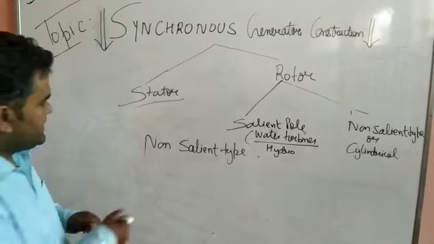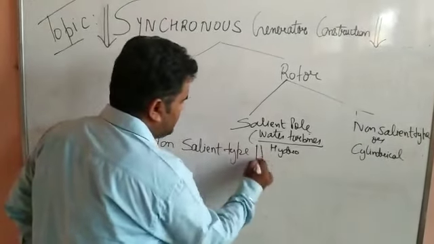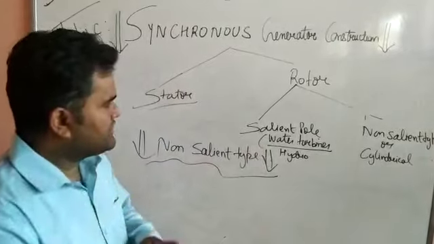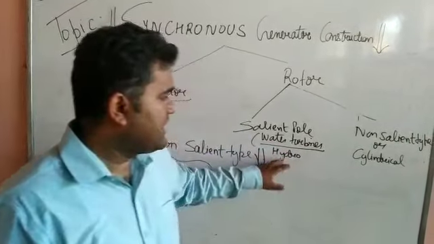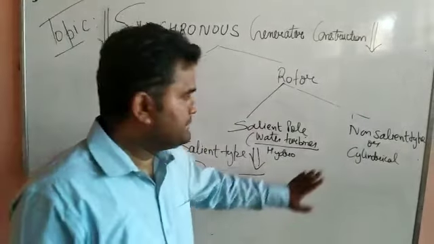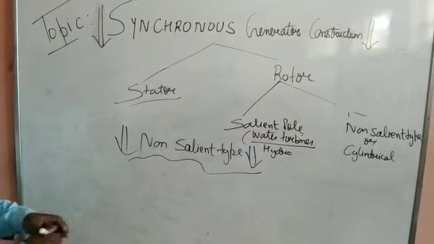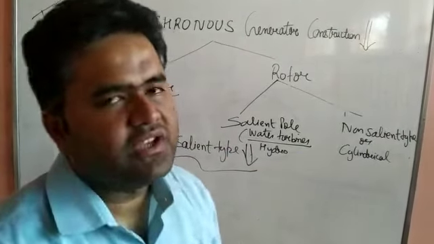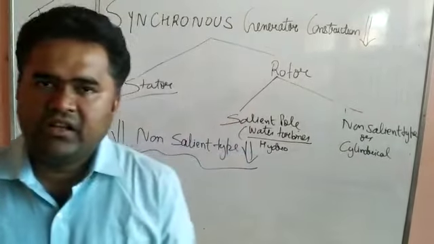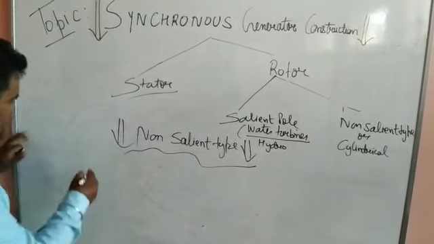Now before I start with the non-salient pole type rotor, I must tell you the application of salient pole type: it is used in water turbines, also called hydro turbines. Now start with the non-salient pole type rotor. In this, the number of poles used is very less. Only two types are there.